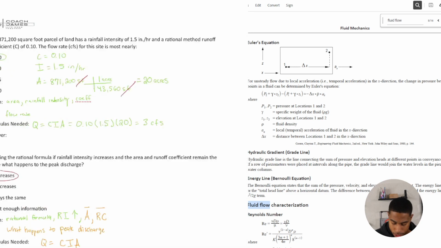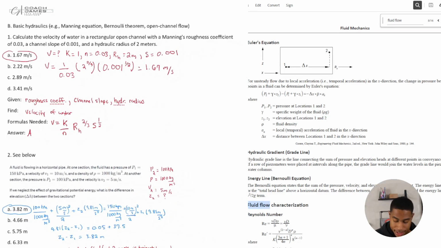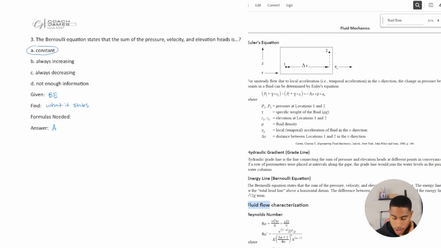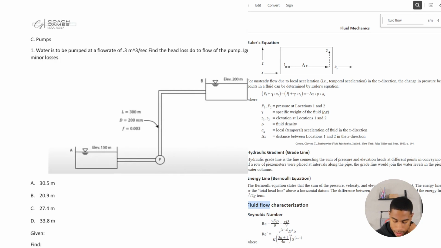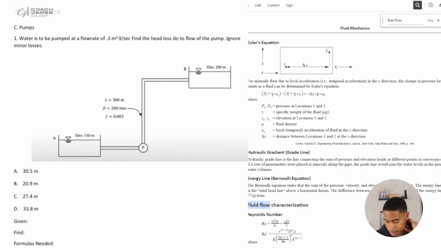All right, so this concludes this section. This is basic hydraulics. The other one was basic hydrology, but this concludes the basic hydraulics section of the water and environmental engineering review. In the next section, we're going to be looking at pumps. I have a few practice problems for you on that. So I'll see you in the next one.